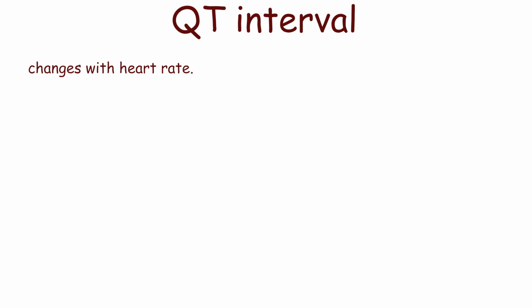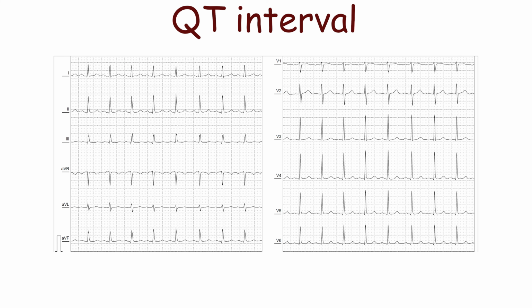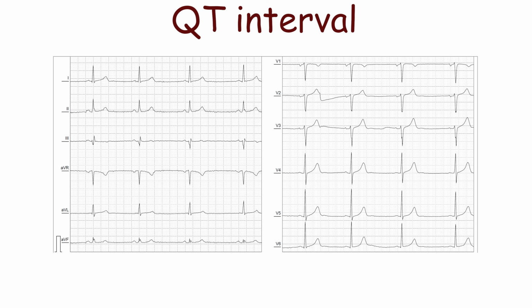The QT interval changes with heart rate. Faster heart rate leads to a shortening of the QT interval. Slower heart rate causes lengthening of the QT interval.